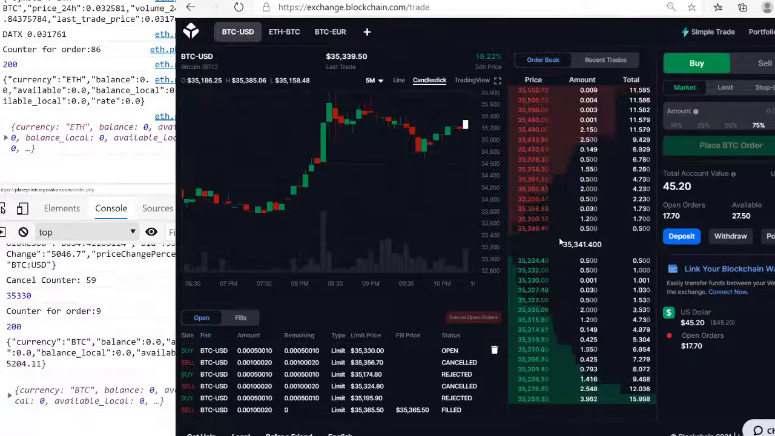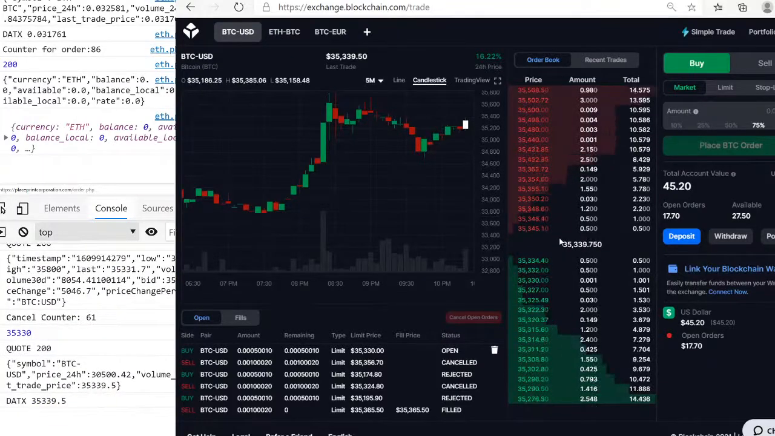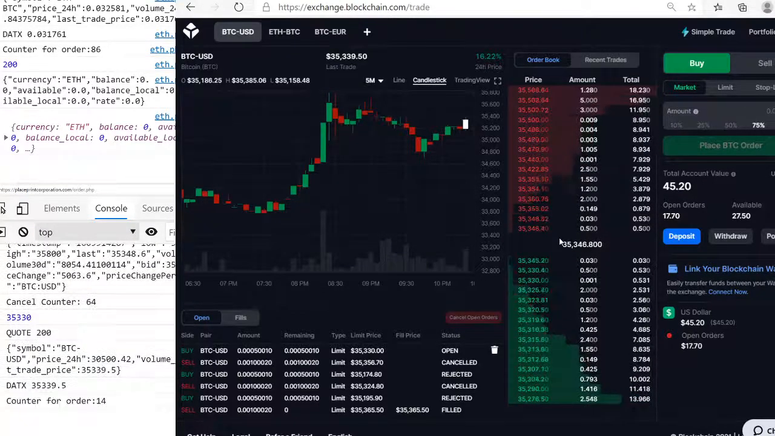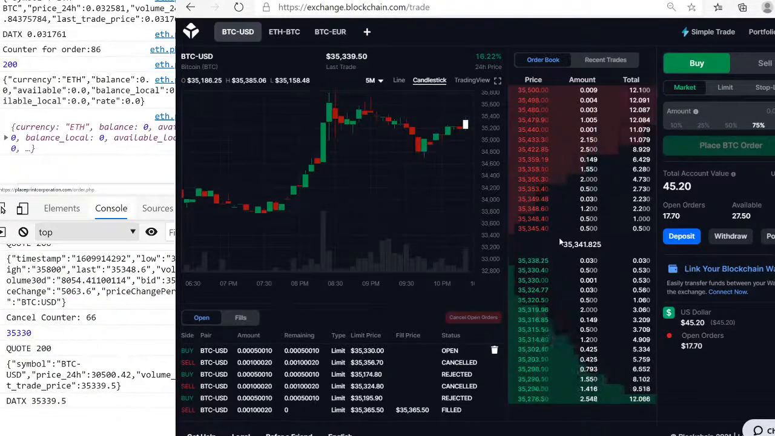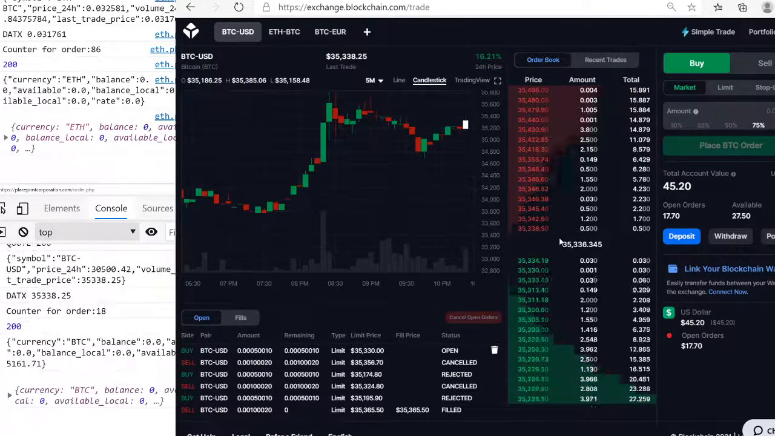Now we're bidding 35,334. Look at the offer: 35,349, 339, 345, 348. The offer is down below where it was. So we literally took our money off the table at 35,365.5, and now the market's down. Look at it, it's offering 35,345. Our bid right now to buy is at 35,330.